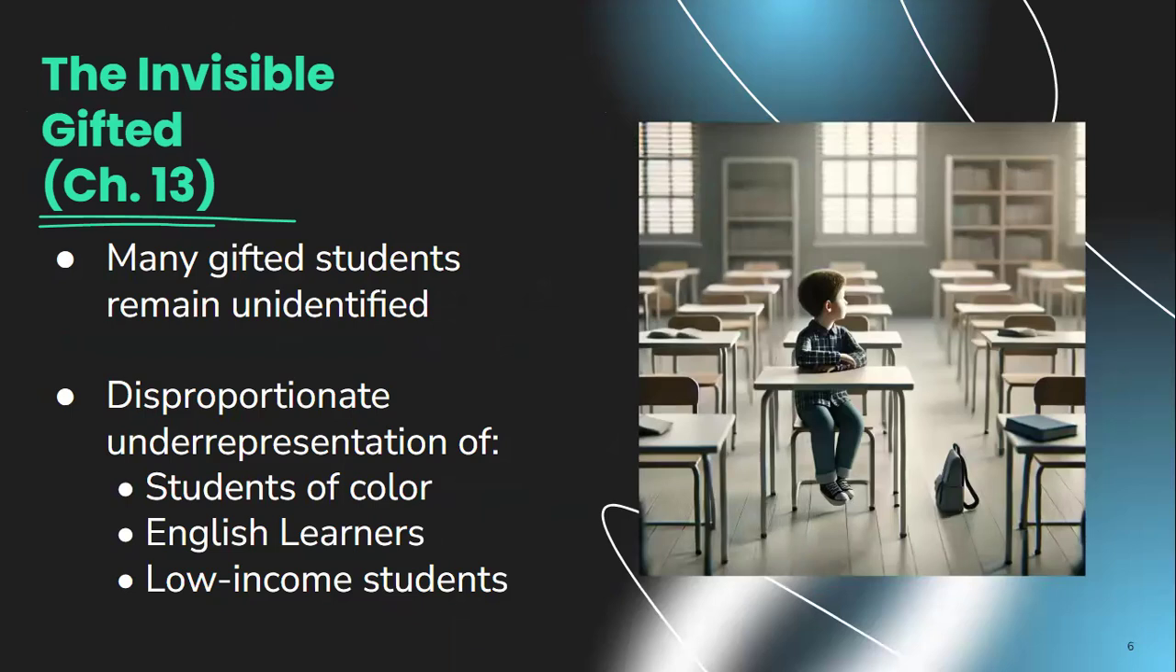Chapter 13 calls these students the invisible gifted. They exist in every school, but many of them never get identified. Research shows a consistent underrepresentation of students of color, English learners, and those from low-income backgrounds in gifted programs nationwide. We call this disproportionate underrepresentation. This underrepresentation is not because they lack ability. It's because the system often fails to recognize their talents.